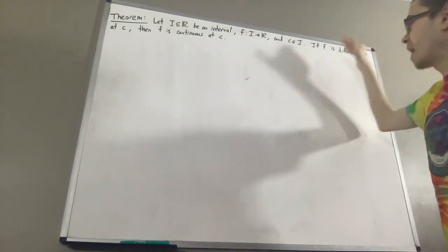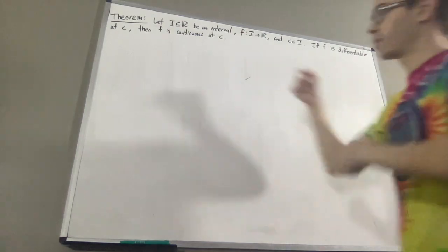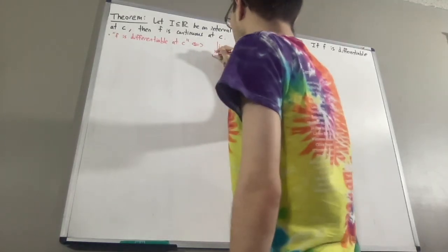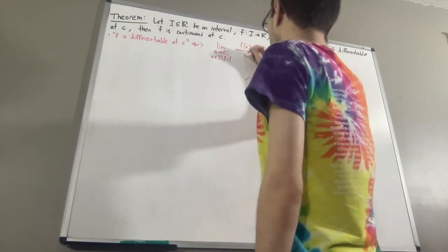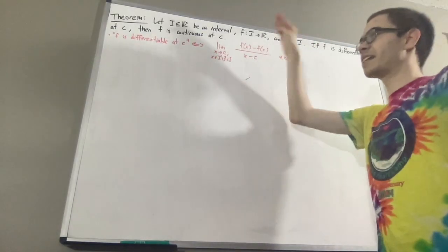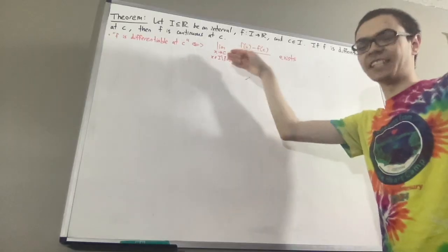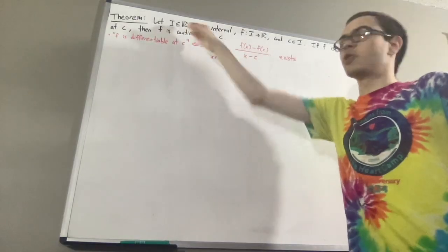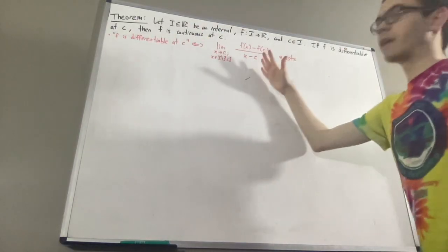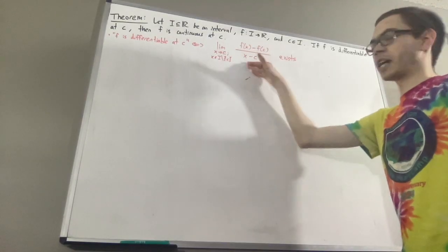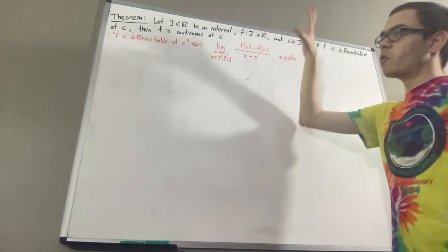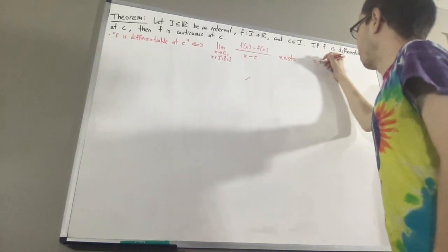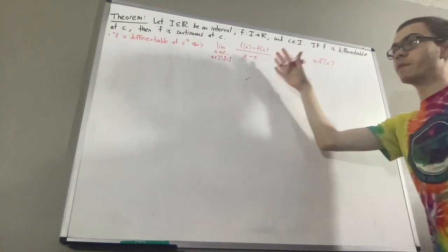Now, to say f is differentiable at c means the following. It means that the limit of this function at c exists, right? And that function we're referring to is the function whose domain is I with the point c removed, and the output values are given by (f(x) - f(c)) over (x - c). Now, when this limit exists, we denote the value of this limit by f prime of c, and we call it the derivative of f at c.